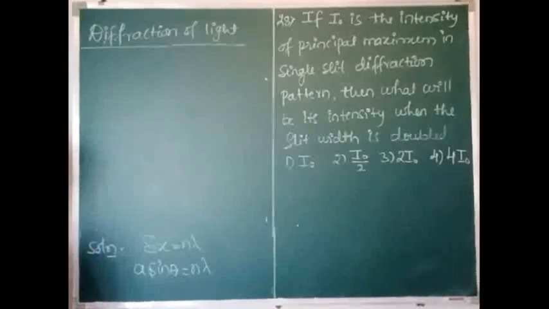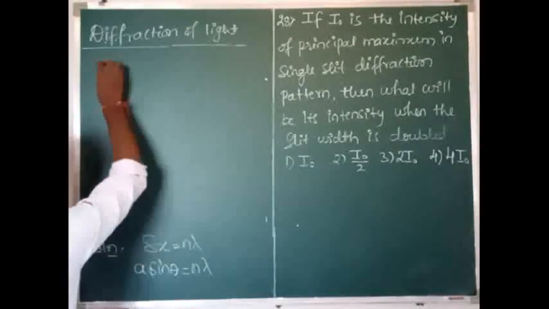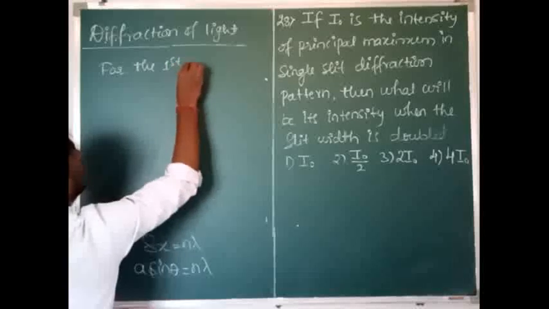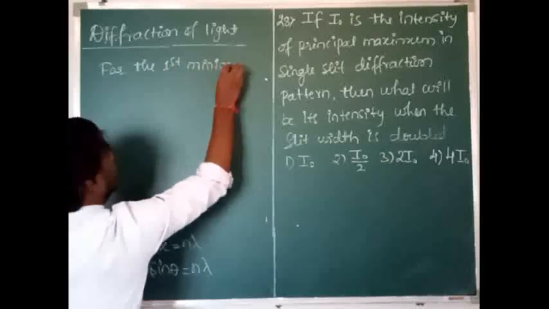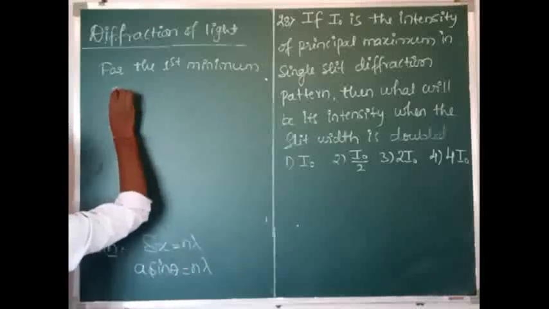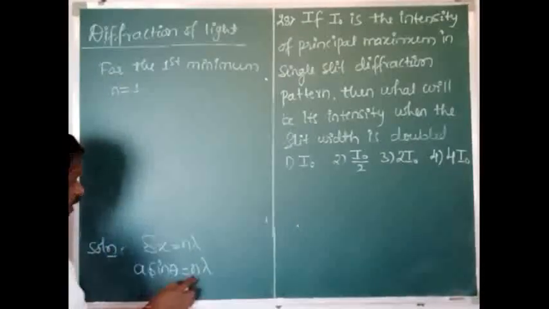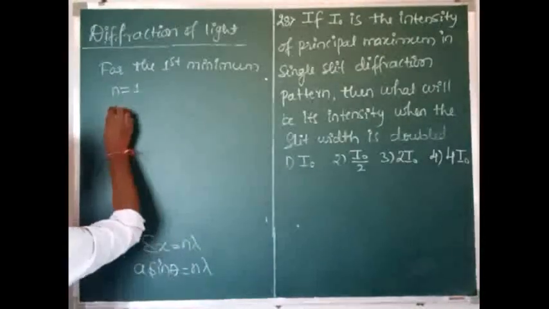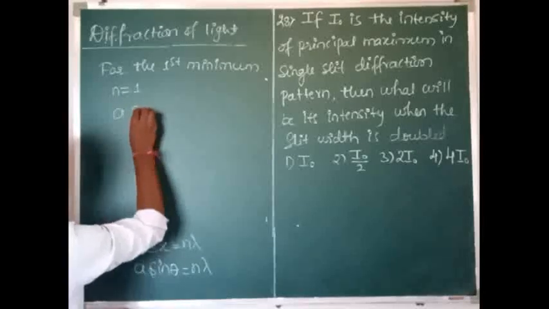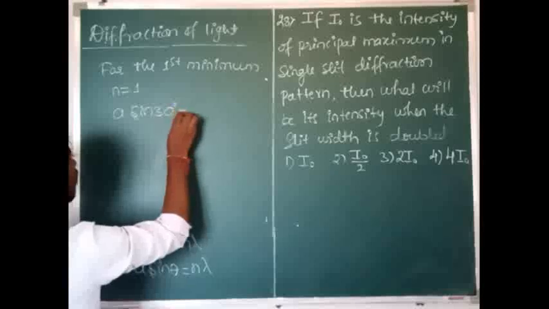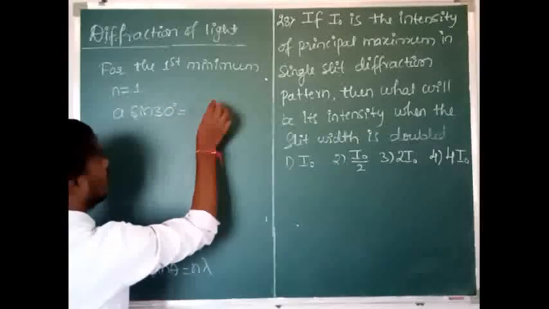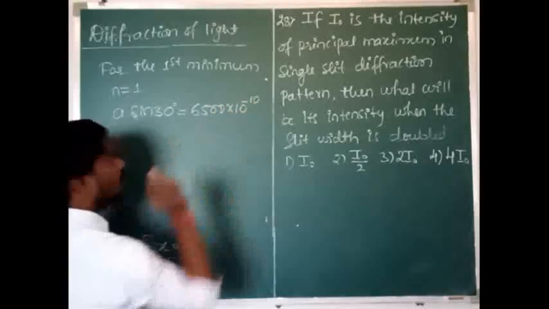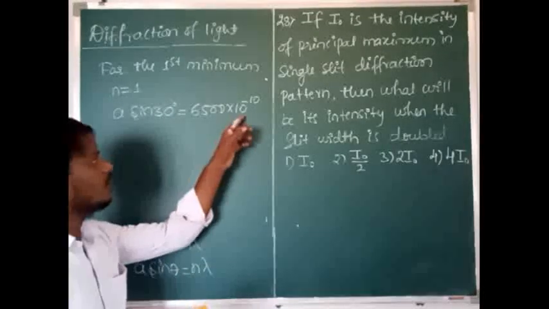Now substitute the values here. For the first minimum, n is equal to 1. We put n equal to 1 and lambda is 6500. Theta is how much? 30 degrees. Then a sin 30 degrees, n is 1, and lambda is 6500 angstrom. 1 angstrom means 10 to the power of minus 10 meter.